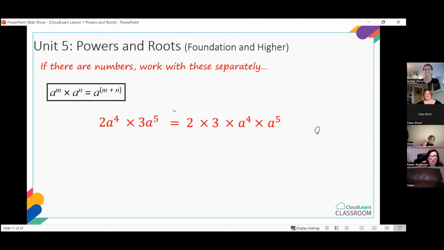I know it's not that easy to write in the chat, but you can have a go. So we've got 2 times 3, which is 6. And then a to the power of, oh, I've got someone going for it. Nice, brilliant, well done. Yeah, excellent. And then someone else in the chat has written 6a to the power of 9. Well done. Great. That was Sophia. Well done writing on that.